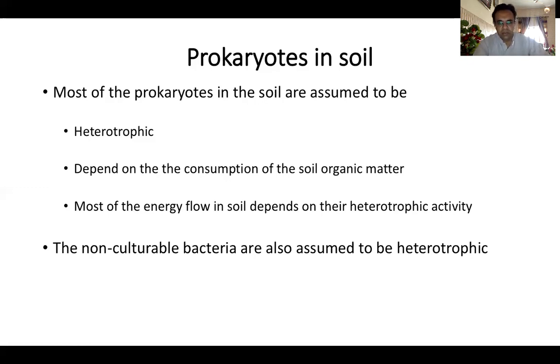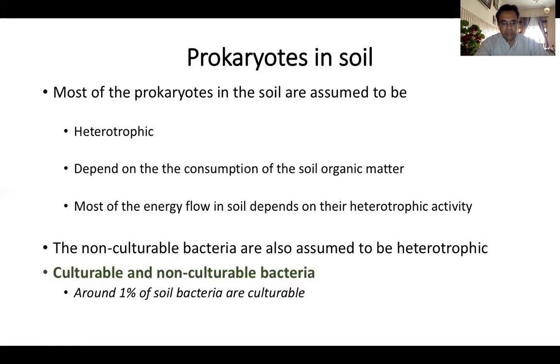Then there is another division in prokaryotes, because when we talk about the study of prokaryotes, we are talking about whether they are culturable or not culturable. The culturable ones are the prokaryotes that can be cultured on plates in the laboratory. The non-culturable prokaryotes are the prokaryotes that cannot be cultured, or they don't appear on the plates. So it doesn't mean that they are not heterotrophic. They are also heterotrophic.